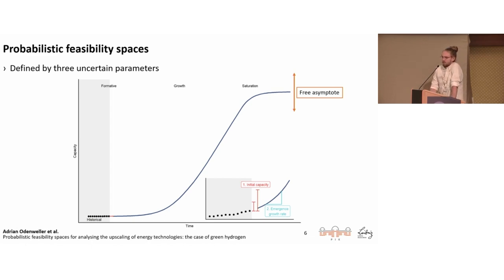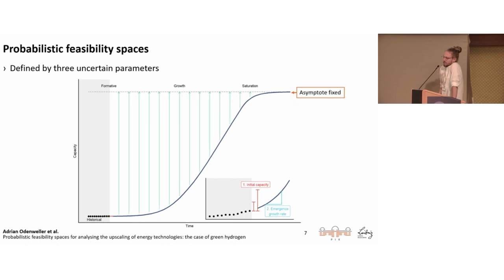Now, we argue that for green hydrogen, or basically for all very new energy technologies, this doesn't really work so well, simply because it's very sensitive to potentially random fluctuations in the last few data points, but also to the model, for example. And therefore, we dismiss this as one option. Another option could be that we just fix it to one single value. That's also been done by others, for example, for solar PV.